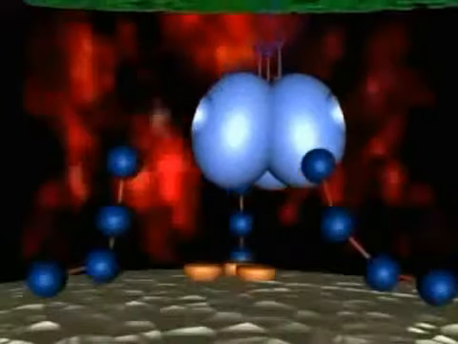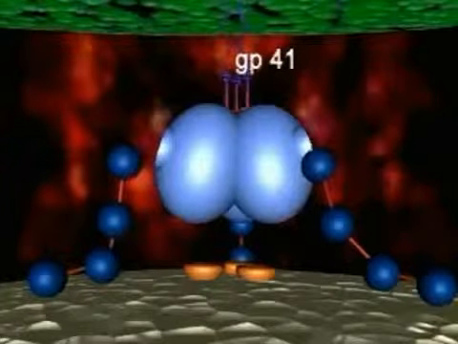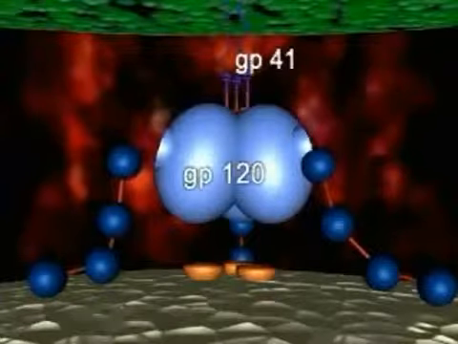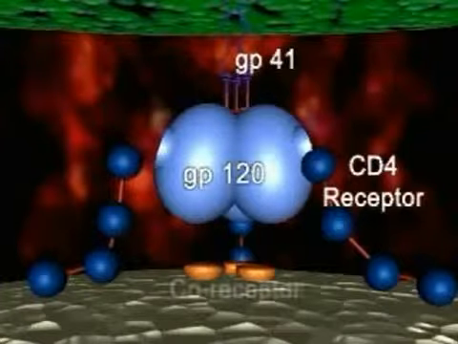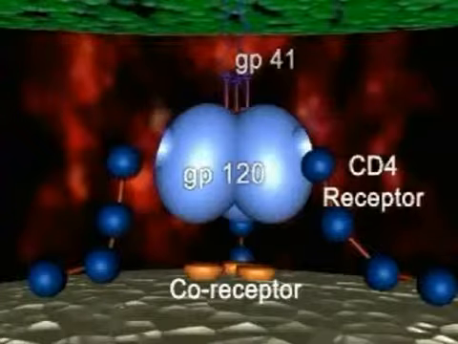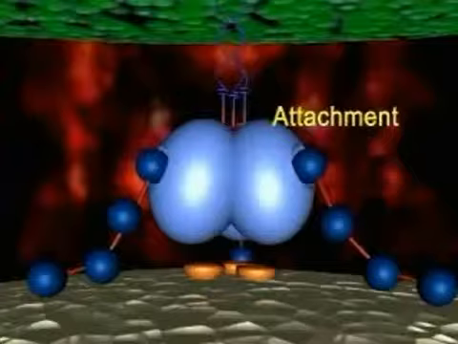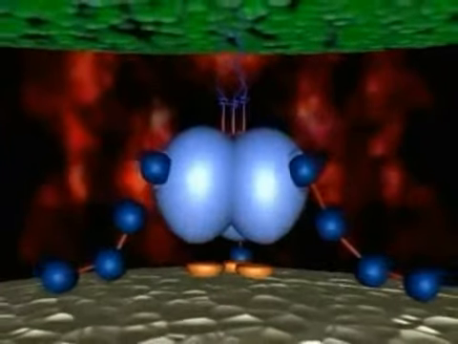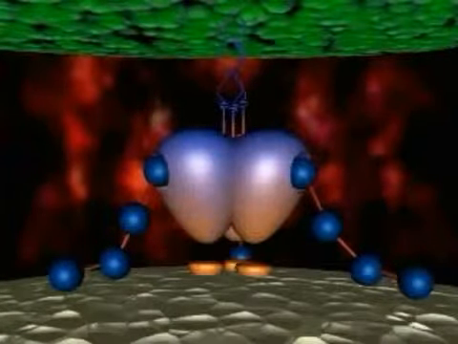Each spike is a trimer of a viral glycoprotein complex composed of a transmembrane glycoprotein, GP41, and a large surface glycoprotein, GP120. The current model of HIV fusion and cell entry requires the participation of CD4 and chemokine coreceptors situated on the surface of the cell membrane. Step 1 is termed attachment and proceeds with the binding of GP120 to the CD4 receptor. This binding process is thought to induce a conformational change in the structure of GP120.